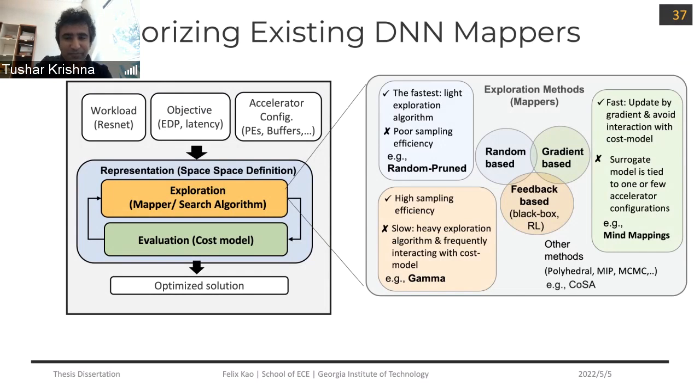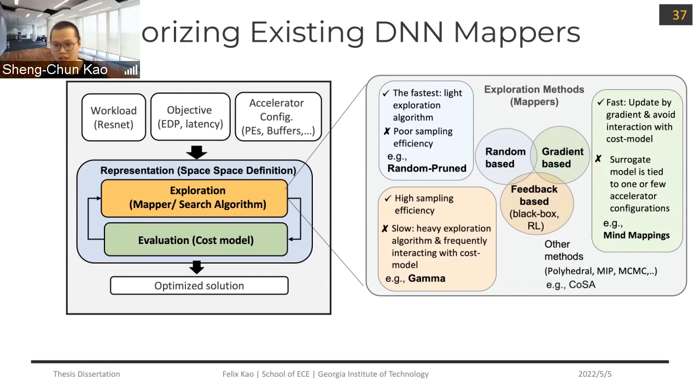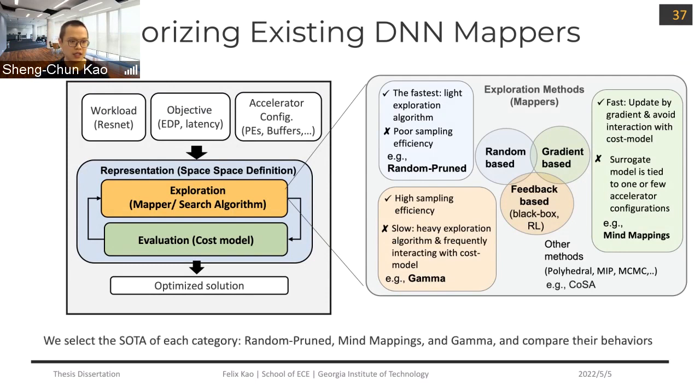And there are also some other methods that we didn't cover, like mixed integer programming or MCMC. So here we pick 3 different algorithms from the 3 categories: Random-Pruned, Mind Mappings, and Gamma, and compare their behavior.